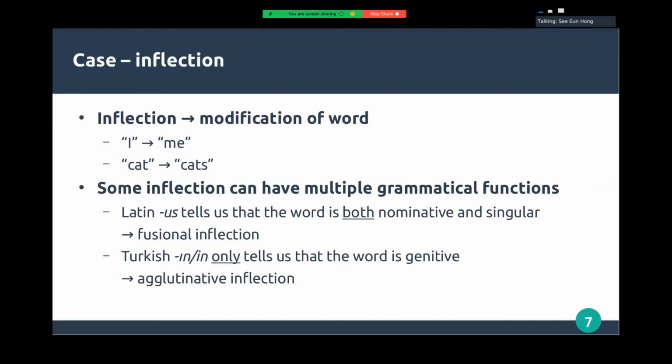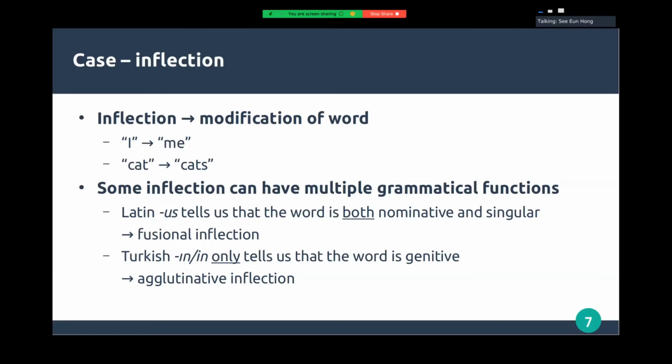Some inflections can have multiple grammatical functions. And this means that, for example, in Latin, we have the -us ending, as in cactus, and it's the second declension nominative singular ending. So it tells us both the case and the number. It tells us that it's in the nominative, but also that it's singular. And when an inflection has multiple grammatical functions, we call it a fusional inflection.